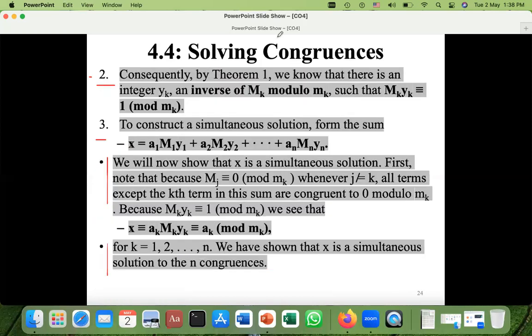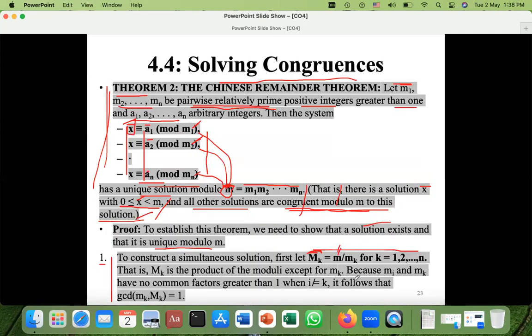Okay, now step number 2. And this is also a step of the proof. Not that step number 1 is only the proof, this is the starting point.